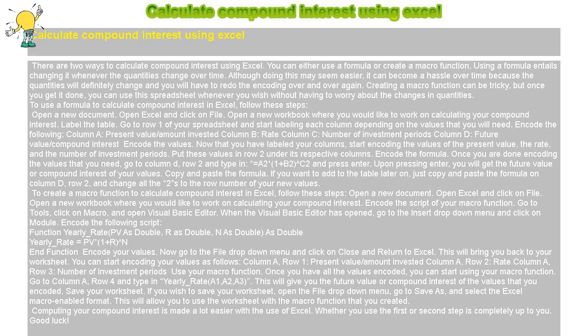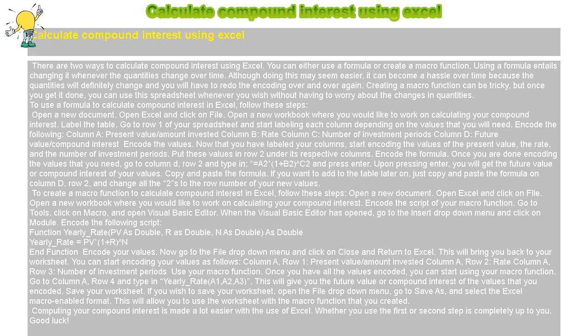Encode your values. Now go to the File drop-down menu and click on Close and return to Excel. This will bring you back to your worksheet. You can start encoding your values as follows: column A, row 1, present value / amount invested, column A, row 2, rate, column A, row 3, number of investment periods.